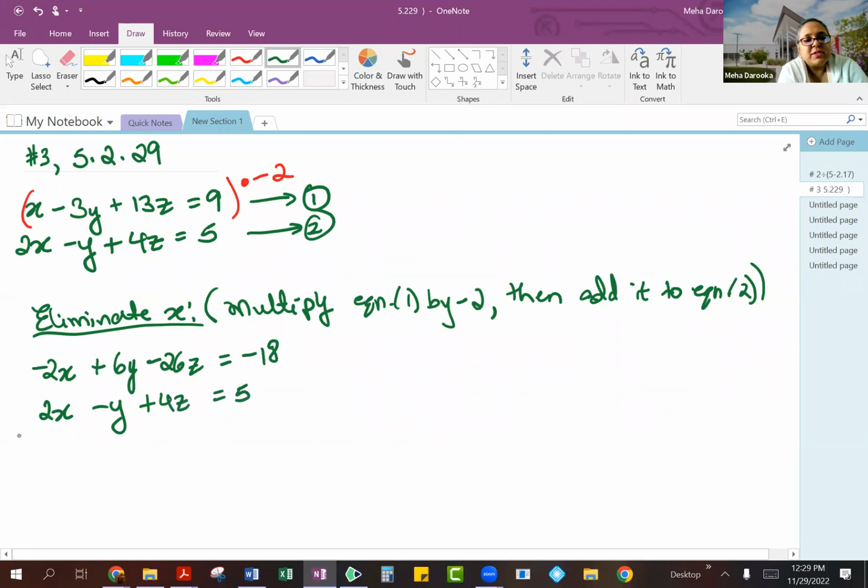And then we will, of course, end up adding these together. Your x is what we wanted to eliminate, so that disappears. And then remaining, we are left with 5y, negative 22z equals negative 13.